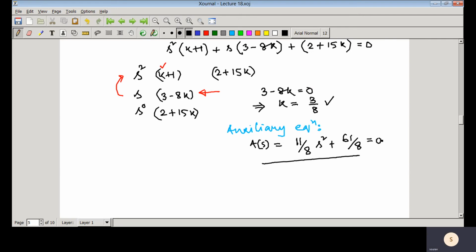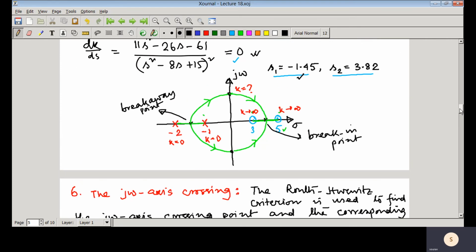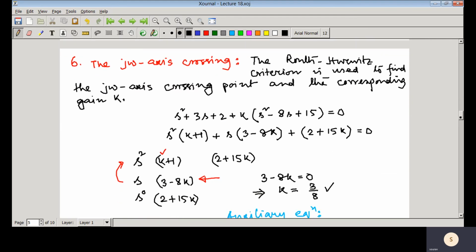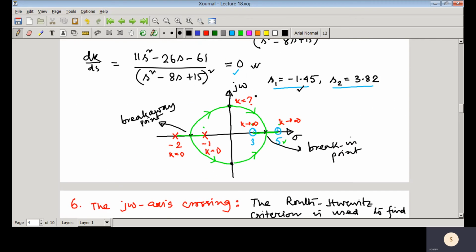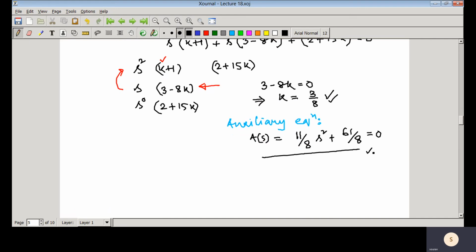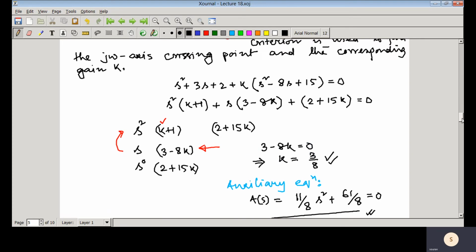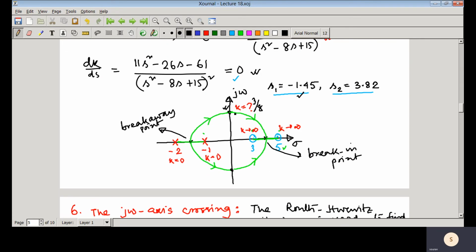Whenever the root locus crosses the imaginary axis, we get this value k. So this k is 3 by 8. And we can find this particular root just by solving this auxiliary equation. So here, this is rule 6. Whenever the root locus crosses the imaginary axis, just by applying the Routh-Hurwitz criteria, we can find at what value it will cross that imaginary axis.